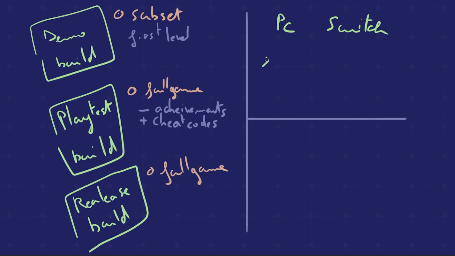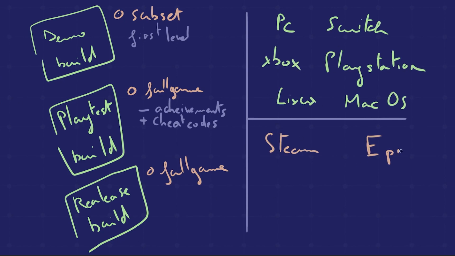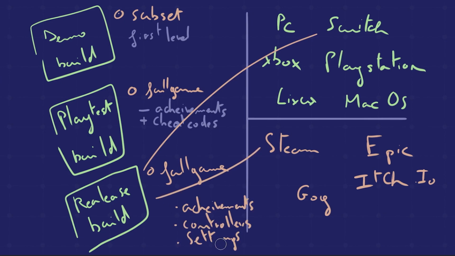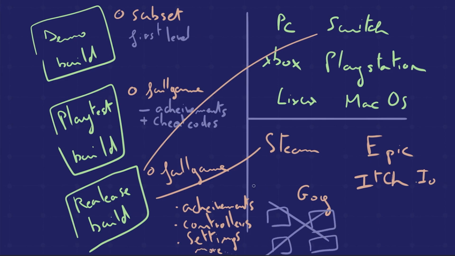You might also want to release on multiple platforms, and maybe multiple stores. The release build for Steam will probably be different from your release build for Nintendo Switch, because you need different code to handle things like achievements, settings, controllers, and more. And you don't want to duplicate your Unity projects for each case.